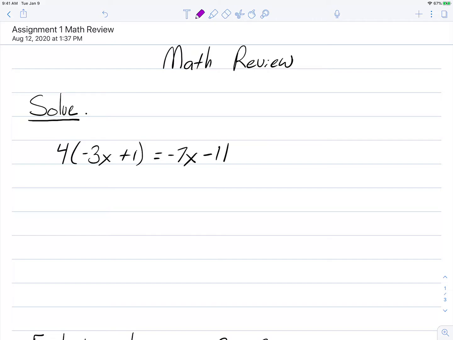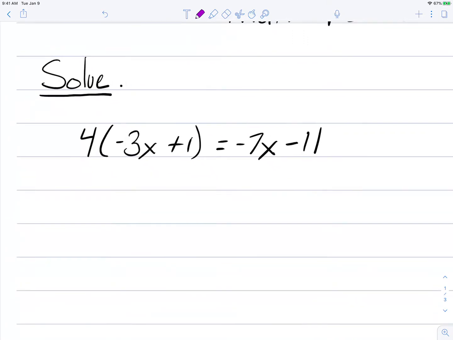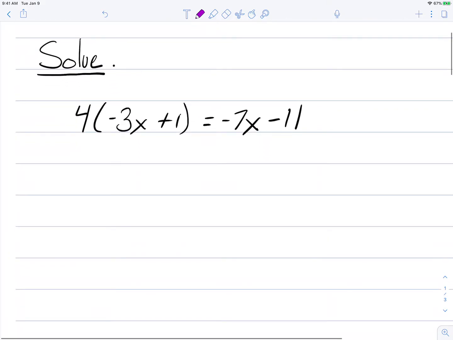This is for your math review assignment, and I'm going to go over one problem type from each part of that assignment. So one of the parts is solving an equation. When you're solving an equation, make sure you show all of your work. Mysterious answers get 0, so make sure you have all of your work.